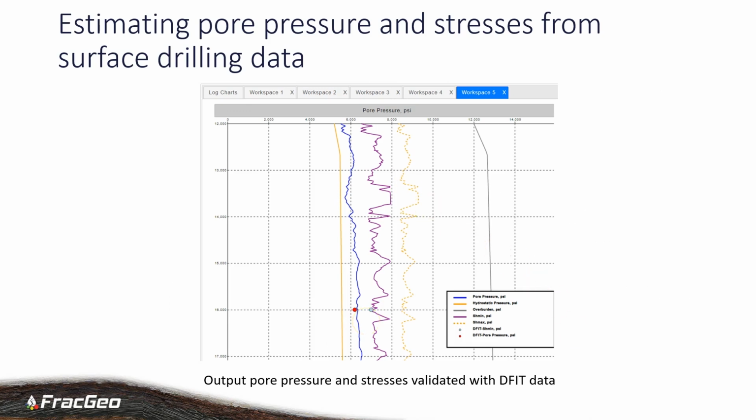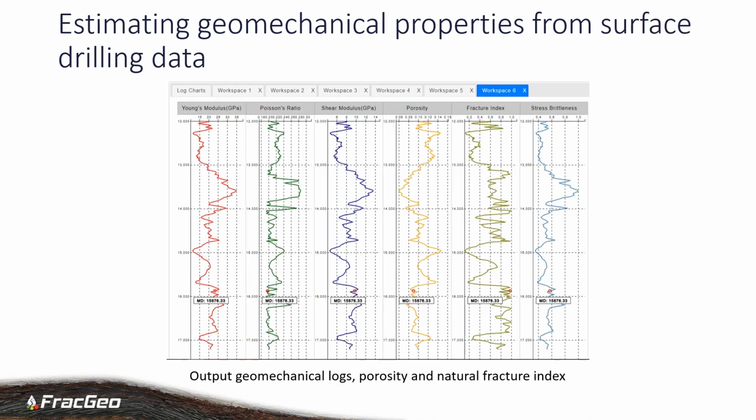The fit of this trend line can now be refined by calibrating the model with DFIT interpreted values of pore pressure and closure pressure. Lastly, the computed rock strength, pore pressure, and the stresses are used in combination with correlations based on lithologic variations to estimate the rock mechanical properties such as the Young's modulus, Poisson's ratio, shear modulus, porosity, fracture index, which is basically a normalized fracture density log, as well as stress brittleness, which is an interesting parameter defined here. So instead of a conventional brittleness, we combine that with the differential stress, as we know that high differential stress could become a frac barrier. So we combine the two to optimize completions, for example.